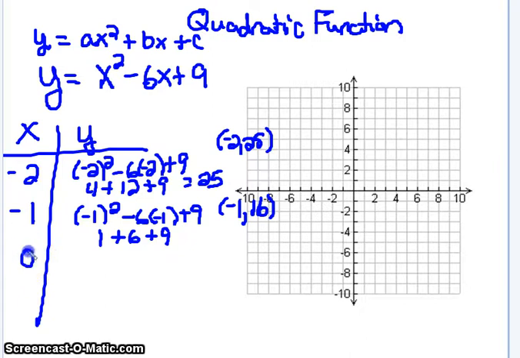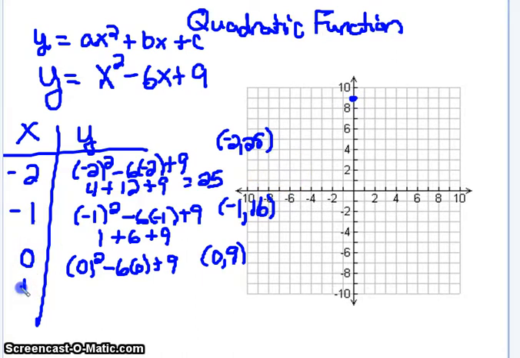So let's keep going. What happens if I plug in 0? Well, that's going to give me 0 squared minus 6 times 0 plus 9. Well, 0 and 0, I can graph 0, 9, so yay! 0, 9 is going to be the first point that I see.